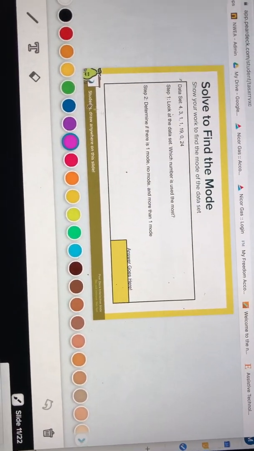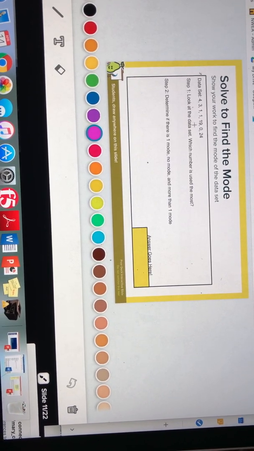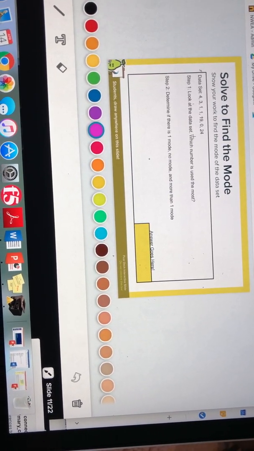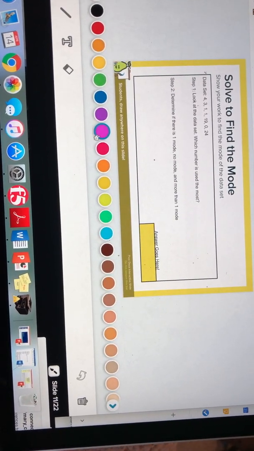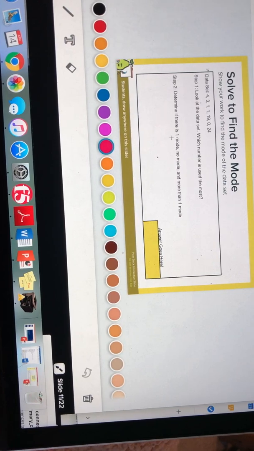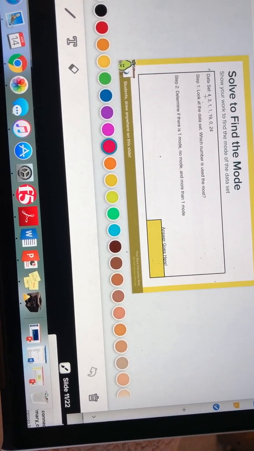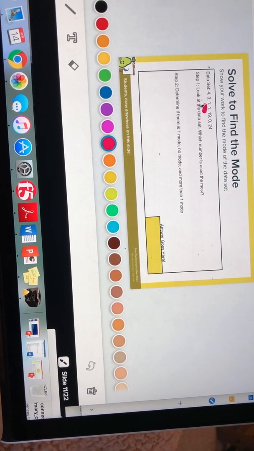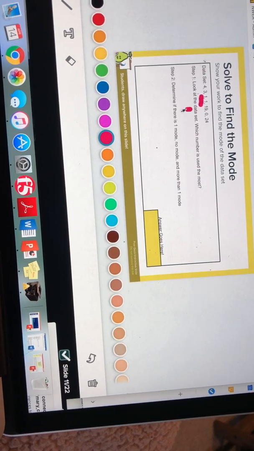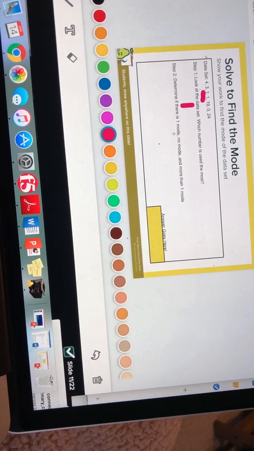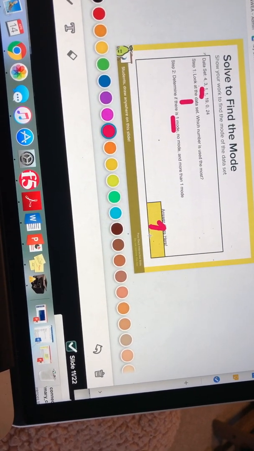Let's look at our next example. We have our data set: 4, 3, 1, 1, 19, 0, 24. Okay, step 1, look at the data set. Which number is used the most? Remember, when we say most, we are not picking the highest or the biggest number. 24 is not the mode because it's only used once. But 1, the number 1, is used twice. Okay? So that means that we only have one mode, and it is the number 1.